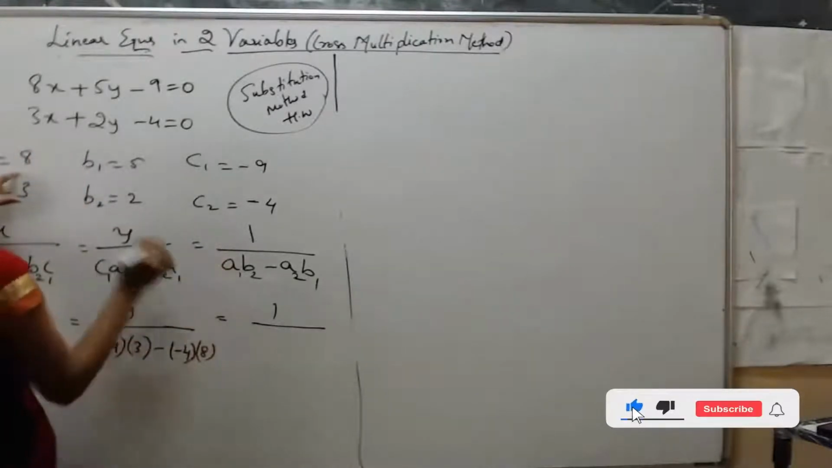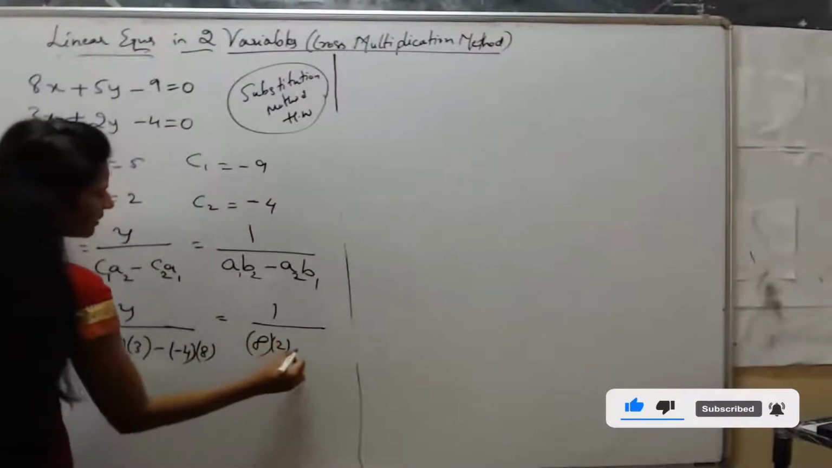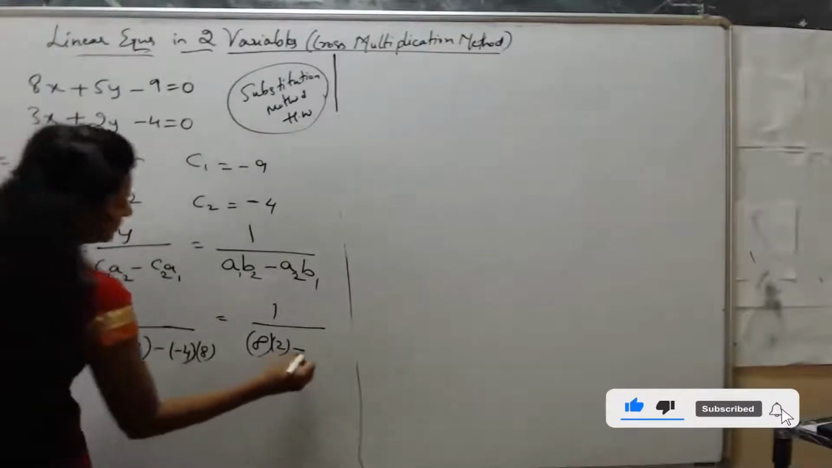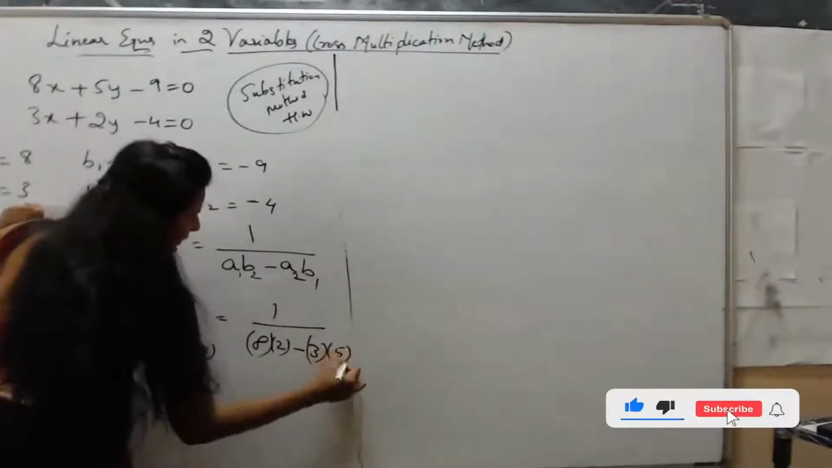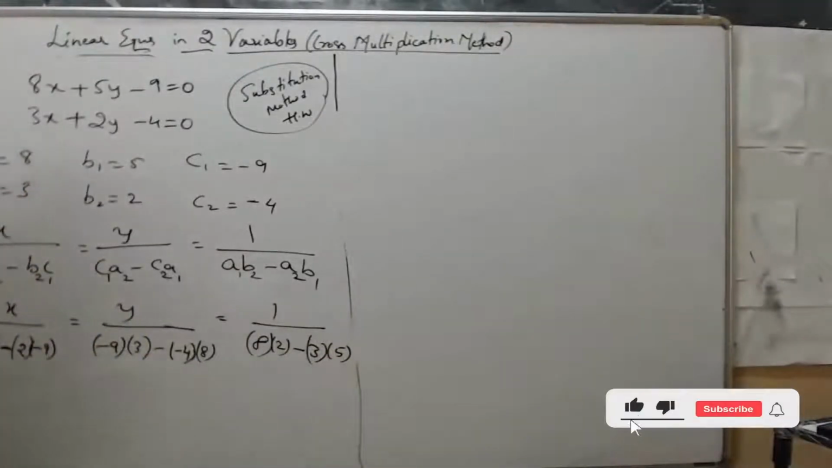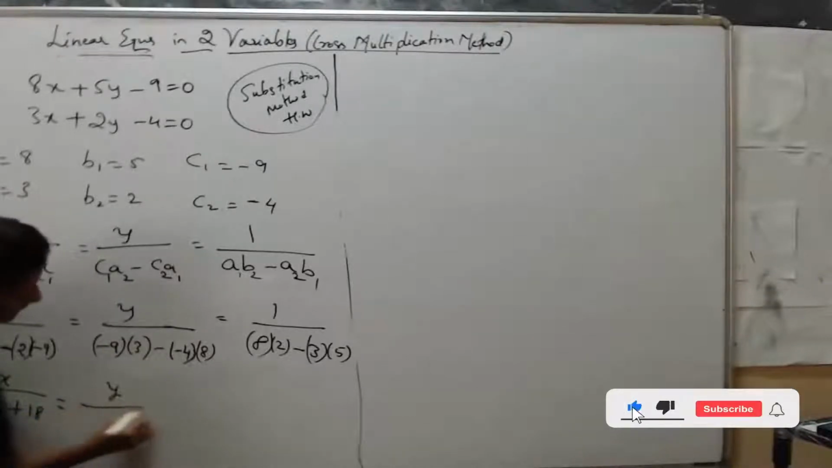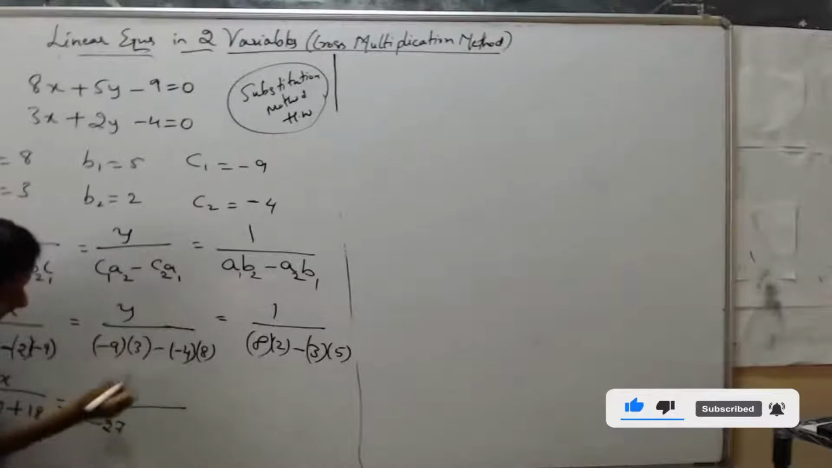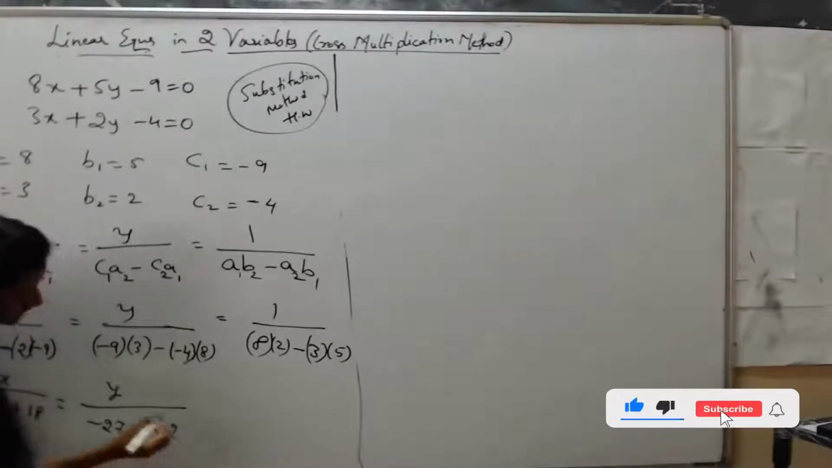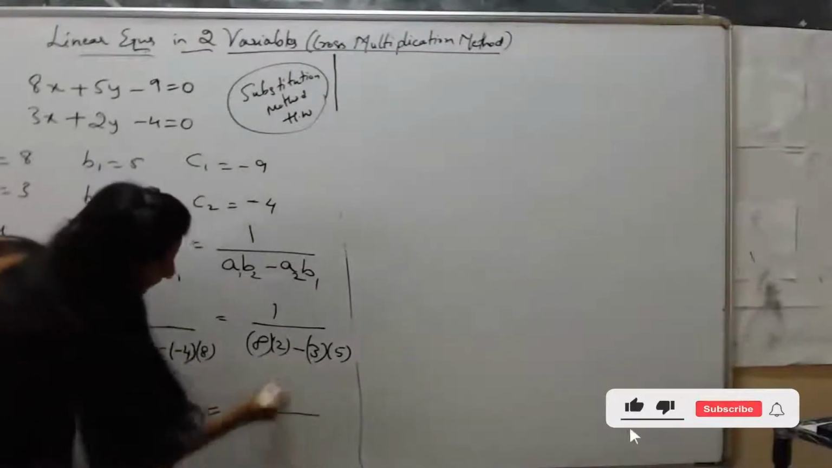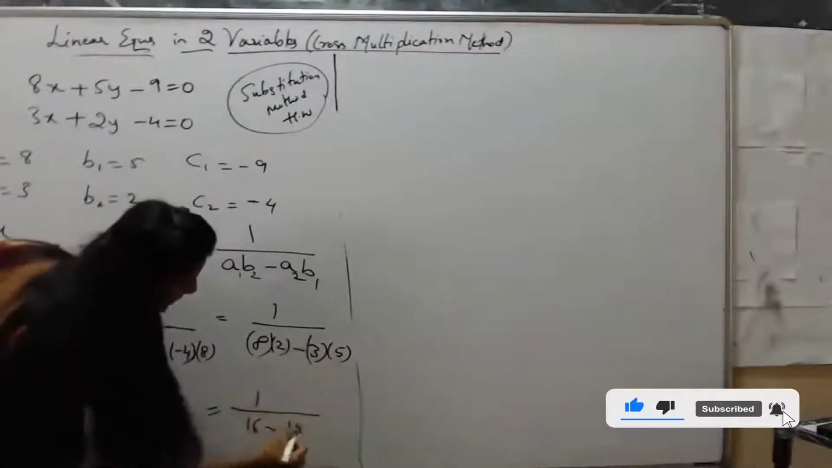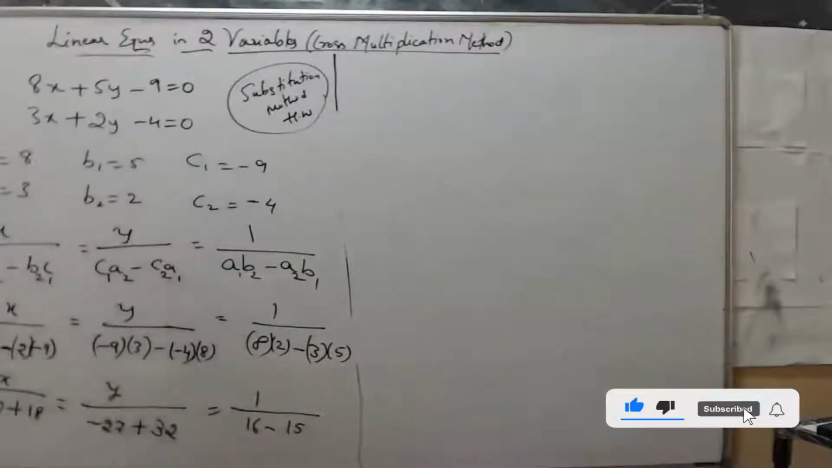a1, b2. 8 into 2, minus a2, b1. 3 into 5. Now we should solve and compare. We will get x and y values. 4 5 are 20, x by 4 5 are plus into minus minus, minus into minus plus 9 2 are 18, is equal to y by 9 3 are 27, plus into minus minus, minus into minus plus 8 4 are 32, is equal to 1 divided by 8 2 are 16 minus 3 5 are 15. So what will you get? x by 2 and y by 5 is equal to 1.